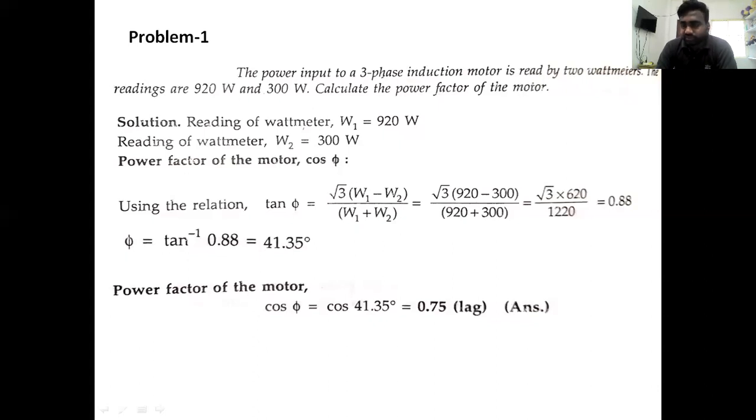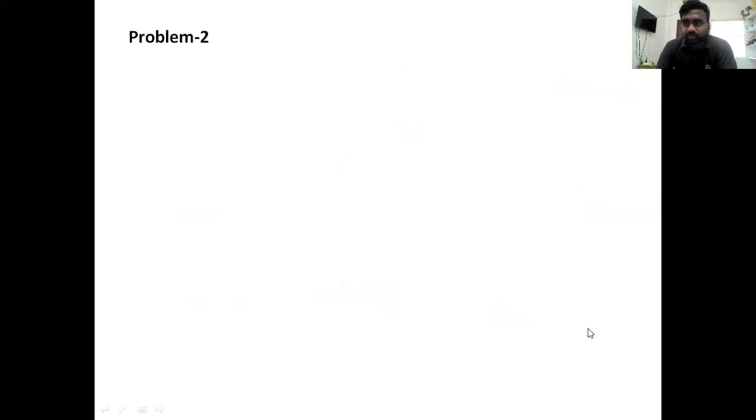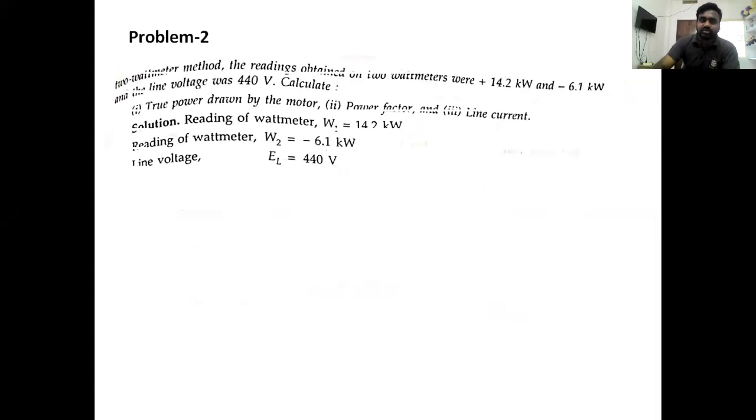Don't get yourself confused. So let us move on to the second problem. This is the second problem: the 2 wattmeter method. That means it is a three phase three line system. In the 2 wattmeter method, we got the readings of 2 wattmeters. One is 14.2 kilowatts, and the other wattmeter reading is minus 6.1 kilowatts.